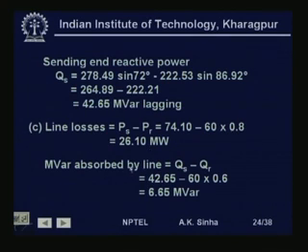Similarly, the MVAR absorbed by the line will be the MVAR at the sending end, which is being sent on the line, minus what is being received at the receiving end. So, Q s minus Q r, which comes out to be 42.65 minus 60 into 0.6, that is, the sine of the power factor angle. So, this comes out to be 6.65 MVAR. That is, this much 6.65 MVAR is being absorbed by the line itself.